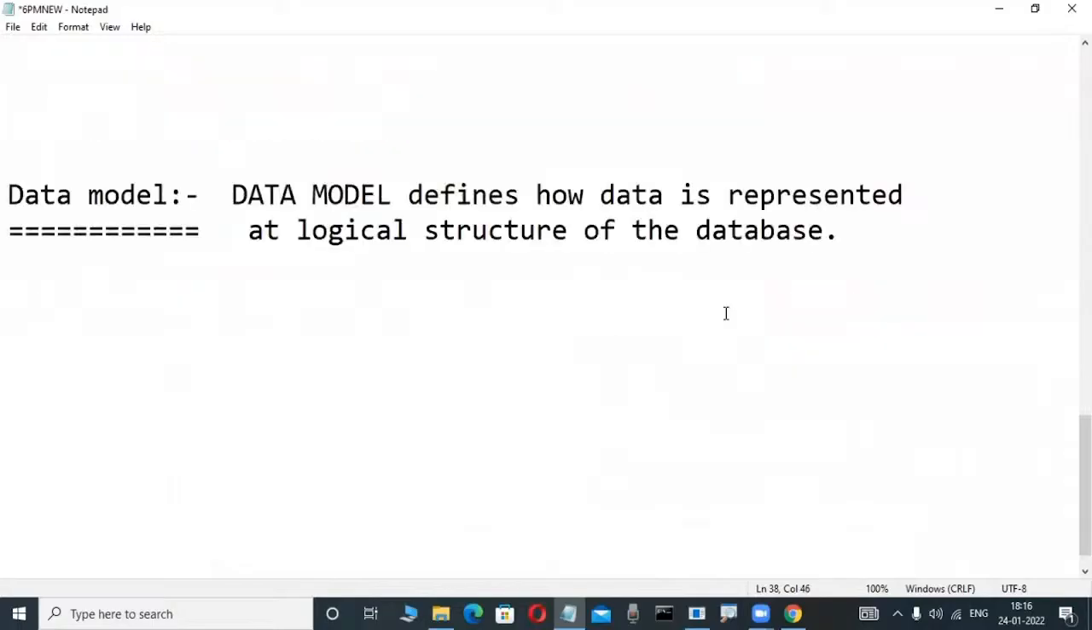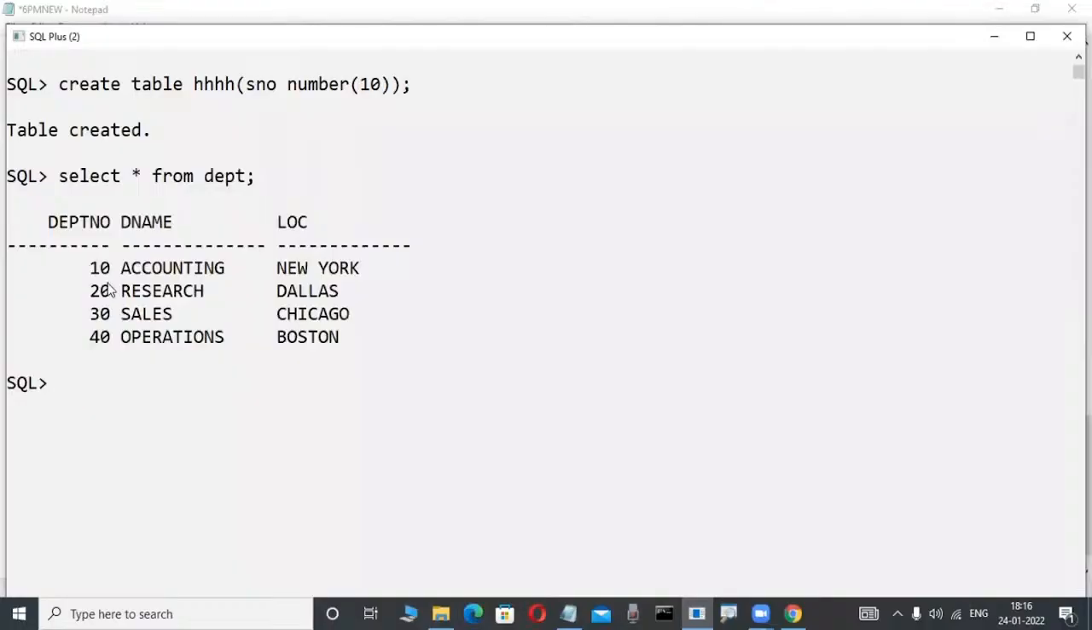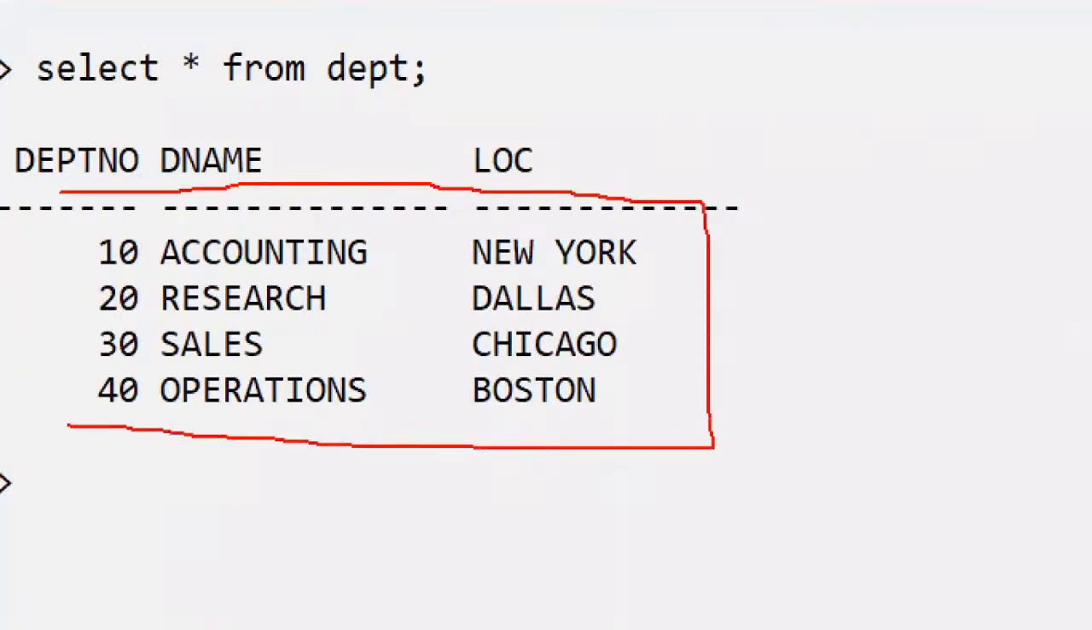Very good. Now here in this database, how data is represented, that is specified in the format of what? Records only. But unfortunately, these collections of records are in matrix format only. That's why always observe here. Whenever there is a logical structure, how is data represented at a logical structure? In a matrix format, rows and also columns only.